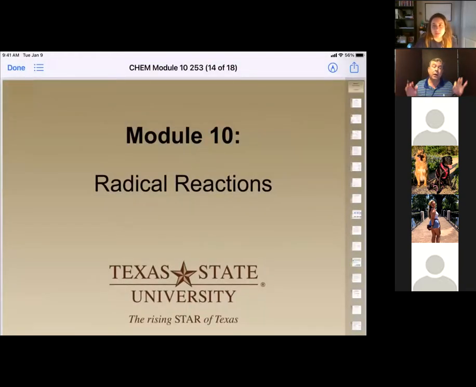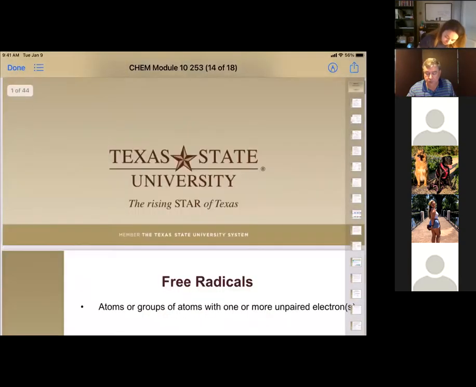Okay, so I'm going to reintroduce the concept of radicals and homolytic cleavage and some of the thermodynamics related to it, and then talk about the 3 steps of all radical reactions.